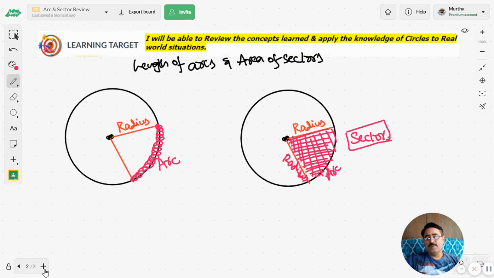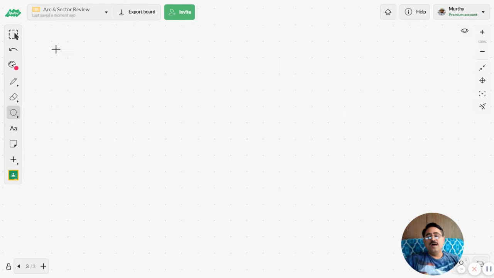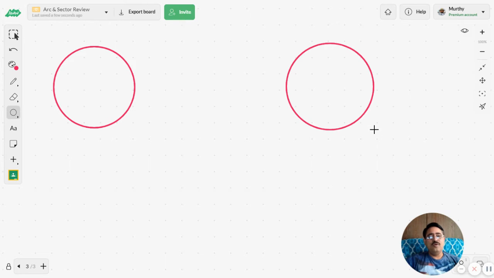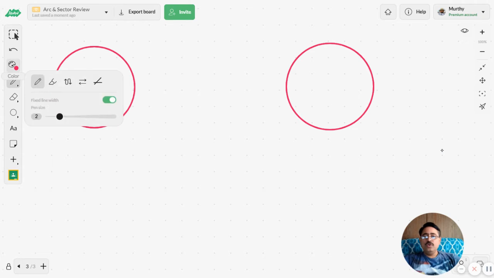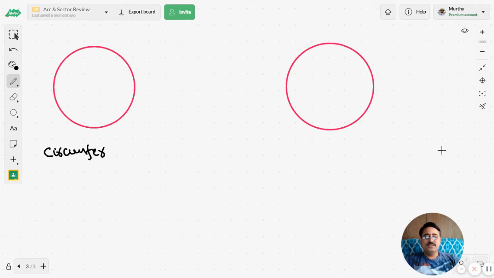So let's go to the next page. Already you learned how to find the circumference. Technically, that's the perimeter of a circle, and you know how to find the area of a circle. You know the circumference formula. Circumference equals 2 times pi times radius.